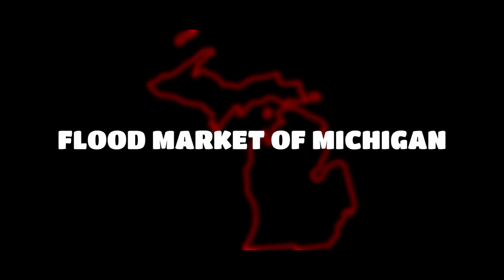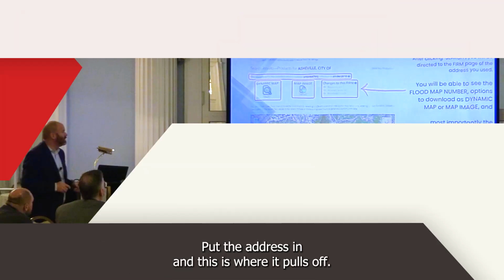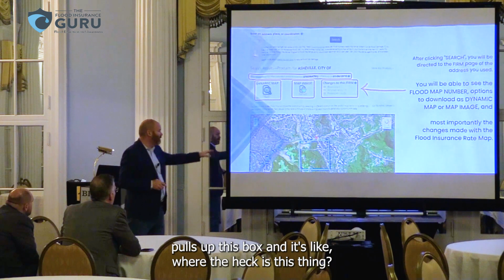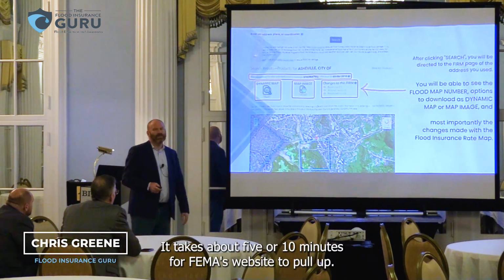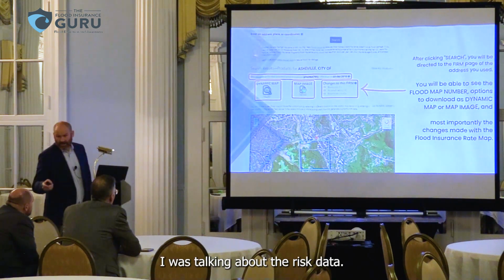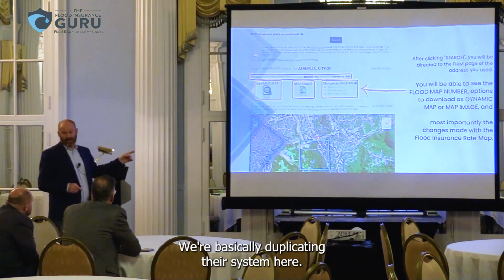Flood market of Michigan. Put the address in, and this is what it pulls up. Like I said, it pulls up this box, and it's like, where the heck is this thing? Like, where's all the blue? It takes about 5 or 10 minutes with FEMA's website to pull up. I was telling you about the risk data. We're basically duplicating their system.